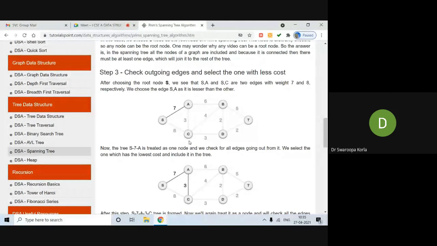But here we are constructing a minimum cost spanning tree. We need to select the minimum weight. Is S to A the minimum weight, or S to C? We need to compare the weight values. Later you have to select that edge. So S to A, yes?